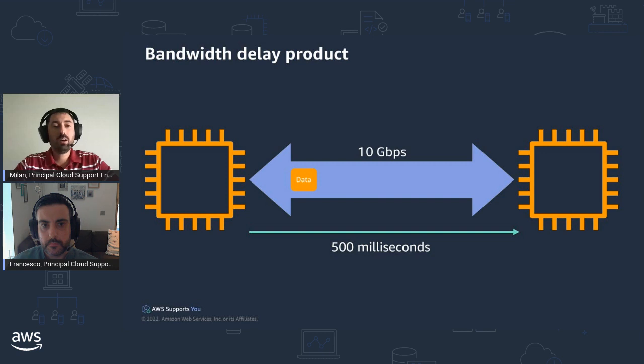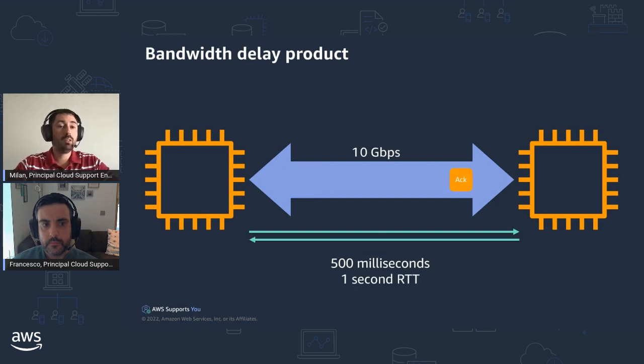And in this hypothetical scenario, we want to understand what is the maximum bandwidth that we can get between two EC2 instances. Let's say that we have a bandwidth of 10 gigabits per second, and that our single distance latency is 500 milliseconds. So it takes us 500 milliseconds to send this packet. If we were to send it, it's going to generate an acknowledgement from the receiver, and that acknowledgement is also going to have to travel for 500 milliseconds, giving us a total round trip time of a single second.